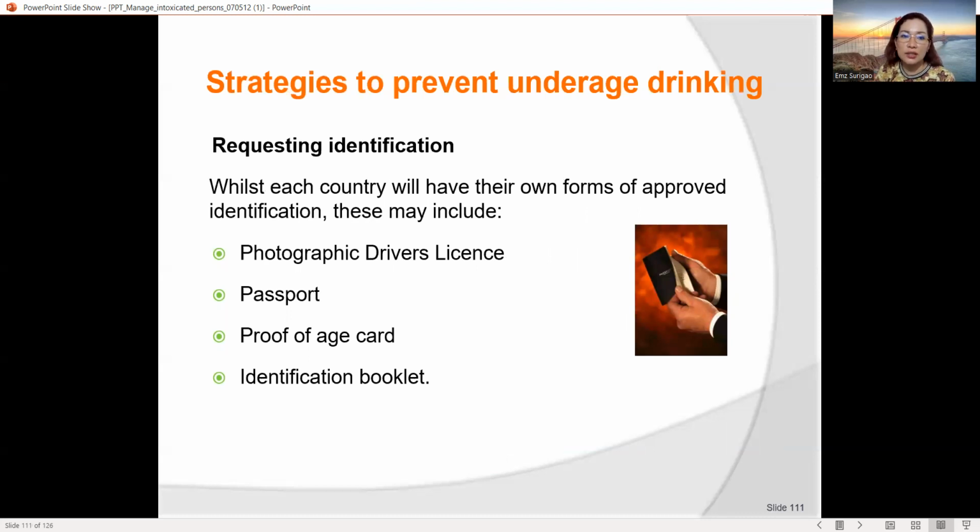Requesting identification. While each country will have its own forms of approved identification, this may include a photographic driver's license, passport, proof of age card, and identification booklets. So it depends on the country. But here, most of the underage, or those 18 years old and above, I think they can't have a driver's license yet. Passports can be, but I don't know. I think a high school card or school ID could be.